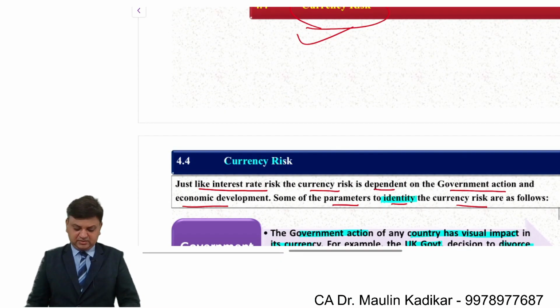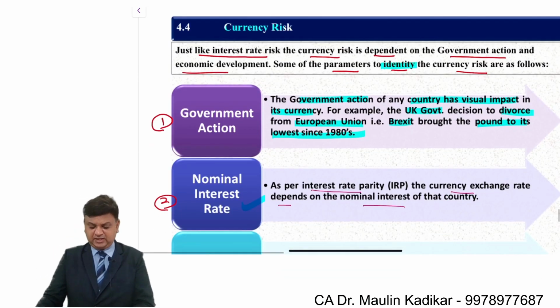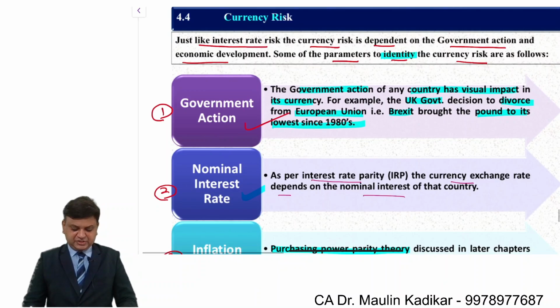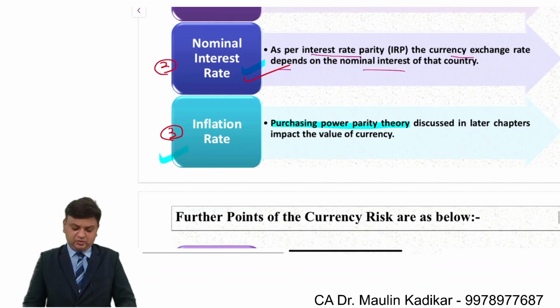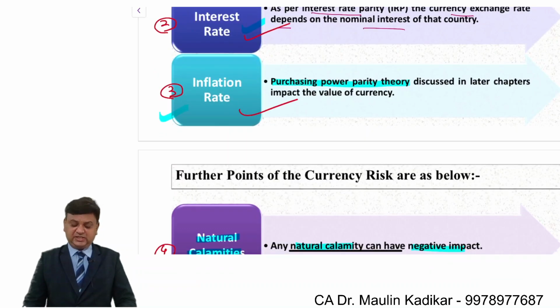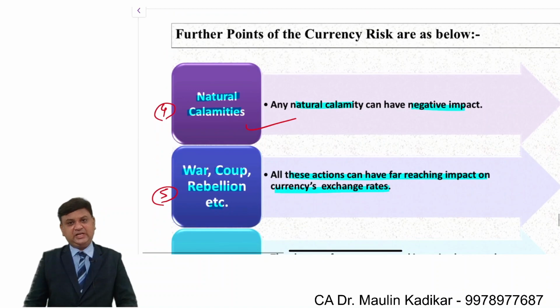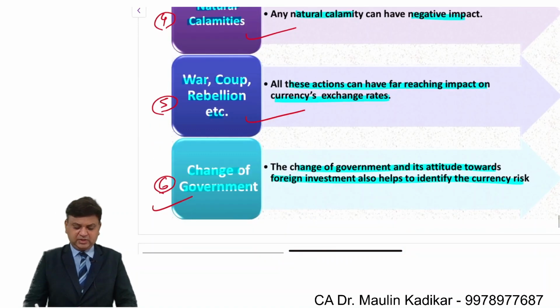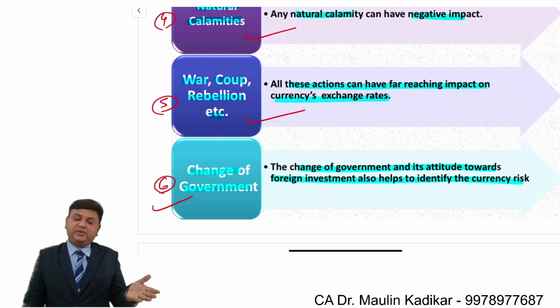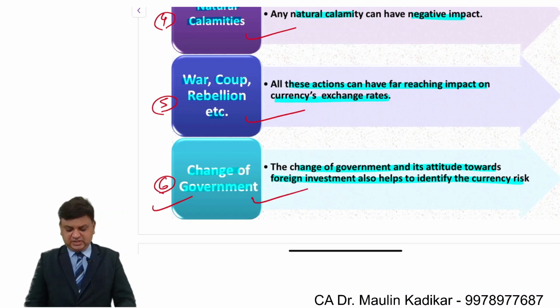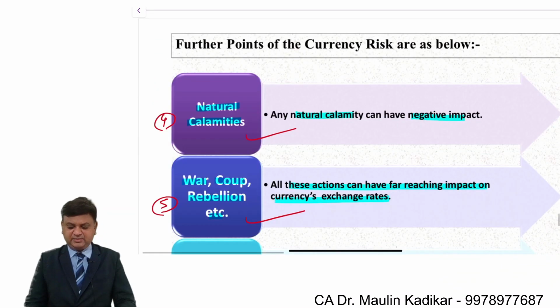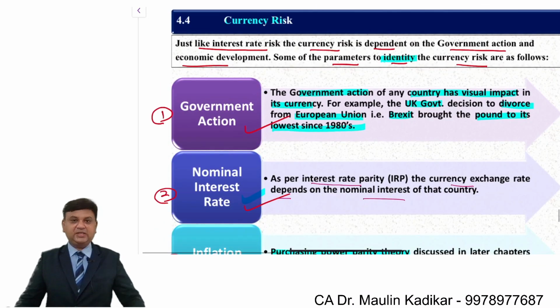Lastly, currency risk. For the mitigation they have not provided anything. In that, the government action, which may be adverse. Nominal interest rate increasing is adverse for you. Inflation rate increasing is adverse for you. Natural calamities are again adverse for you. If at all the country in which you have made investment is entering into a war, or there is any local rebellion, it is not good for you. Constantly changing the central government is something which is again not favorable. This is the currency risk.